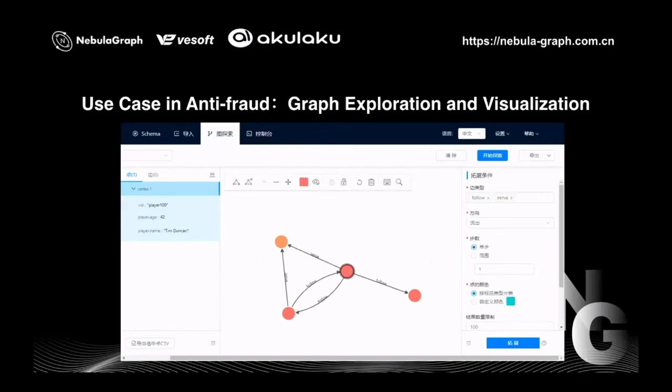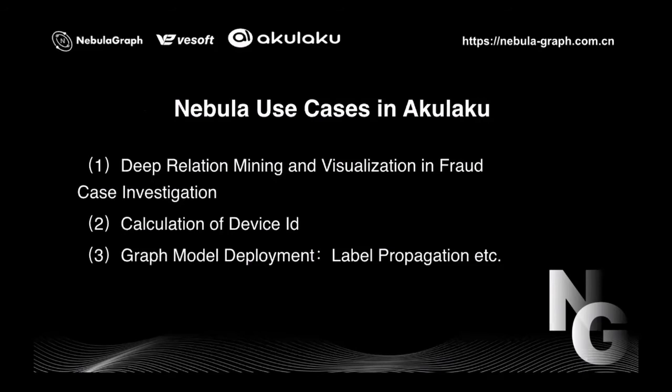So now we come to the concrete use cases in anti-fraud in our company. Here is an example of using Graph Studio to perform graph exploration and visualization. In general, in our company, there are 3 different use cases. The first use case is deep relation mining and visualization in fraud case investigation. So when you detect a suspicious group of fraud, you need to figure out what is actually happening. And Graph is a tool that is particularly suitable for this case.